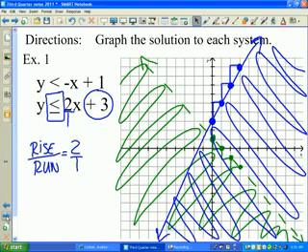Just like when we did systems of equations, we wanted to find what point they have in common. In this case, we want to find what points they have in common. Where does my shading overlap? Just looking at my graphs, it looks like most of my shading is overlapping right in this section here.